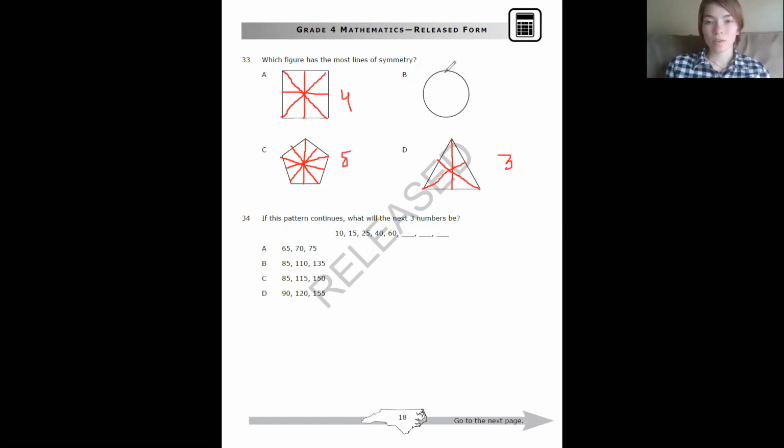Now if we look at this circle, we can draw a line of symmetry here, but we could also draw a line of symmetry here, and here, and here, and here, and here, and basically at any point along the circle that's across from another point. Because the circle has infinitely many points going around the outside, it actually has infinitely many lines of symmetry. So it's going to have a ton more lines of symmetry than anything else possibly could. So our answer here is going to be B, the circle.